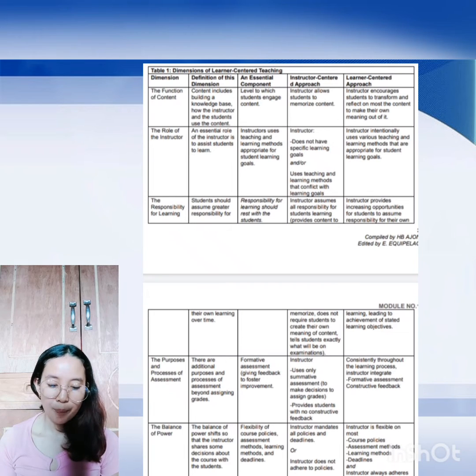Instructor-centered approach: the instructor assumes all responsibilities for students' learning, provides content to memorize, does not require students to create their own meaning of content, and tells students exactly what will be on examinations. Learner-centered approach: the instructor provides increasing opportunities for students to assume responsibility for their own learning, leading to achievement of stated learning objectives.